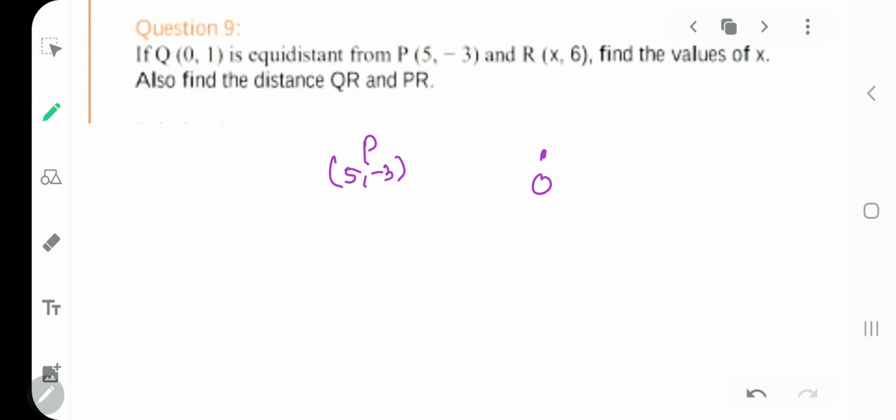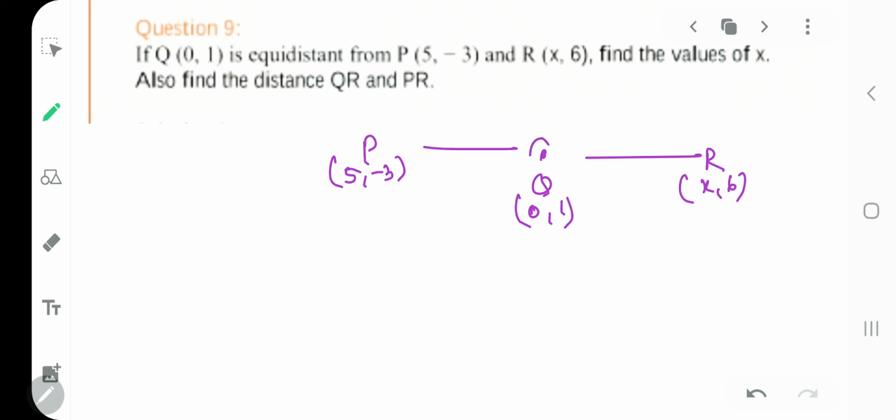Q is equidistant from P and R. So R I'll put it here, and this is PQ and QR. Let me check what coordinates have been given. Correct. As per the question, find the value of x and also find the distance of QR and PR.